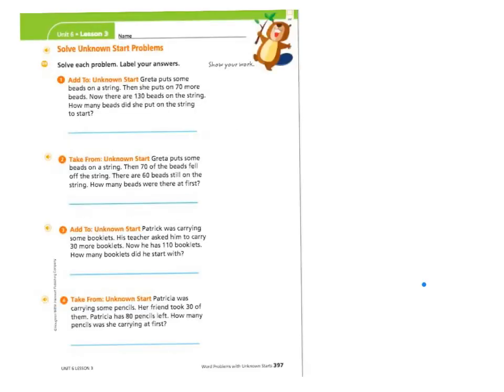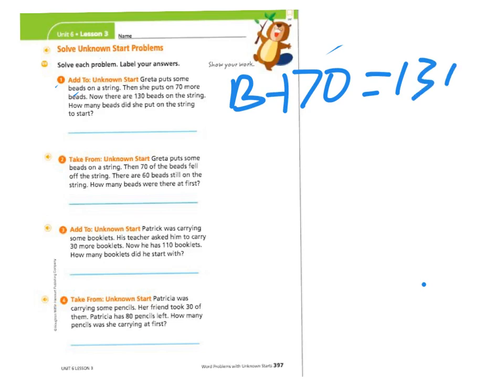So they're giving you hints as to what's missing. So here you would have an unknown starting point. So it's something like saying we have the variable at the beginning. So when you're looking at it, it says Greta put some beads on a string. So what we don't know is how many beads. So I'm going to change my variable, which I had as a question mark, to beads. And then she put on 70 more. Now there are 130 beads.